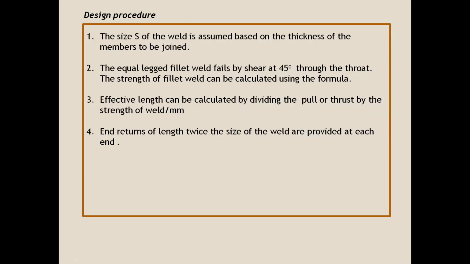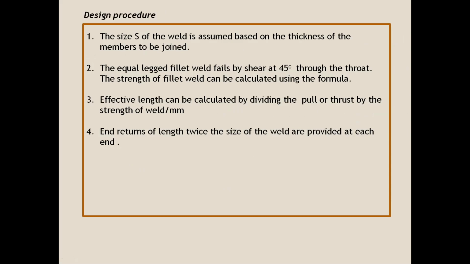And the design procedure I have to explain. First, the size of the weld is assumed based on the thickness of the member to be joined. The equal legged fillet weld fails by shear at 45 degrees through the throat. The strength of the fillet weld can be calculated using the formula.